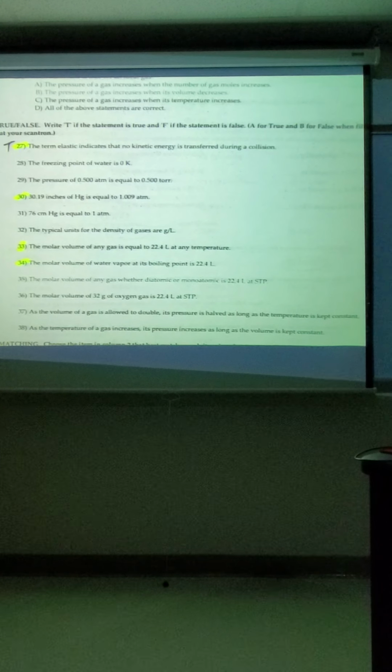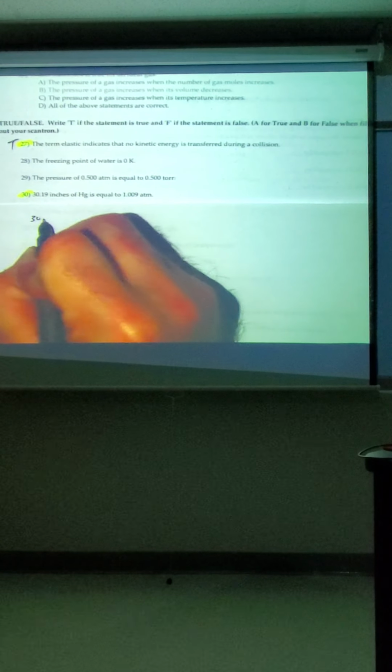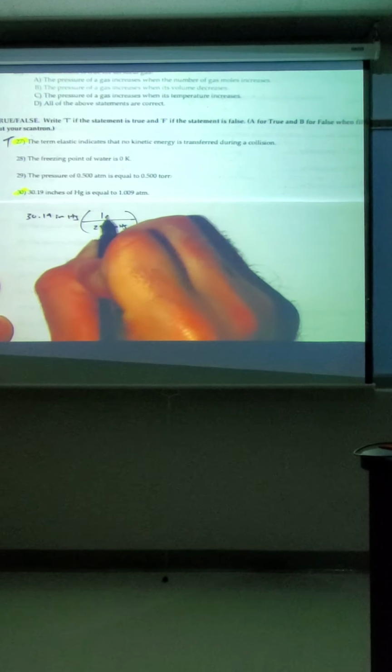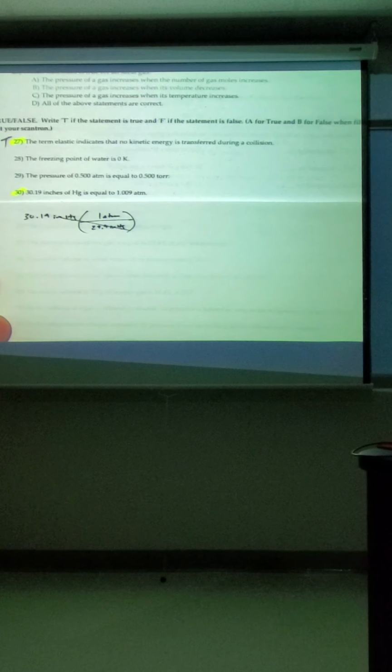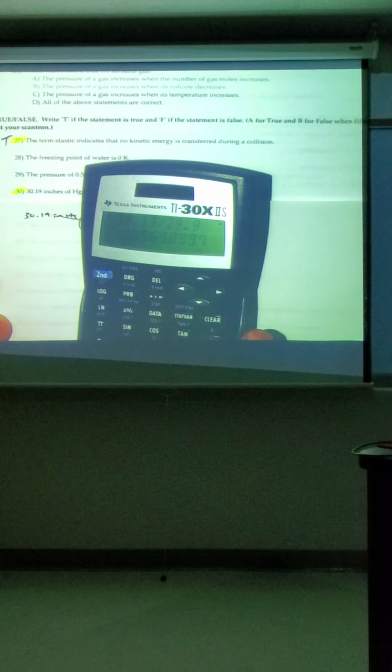Number 30, it says inches of mercury equals to atmospheres. So 30.19 inches of mercury. There's 29.9 inches of mercury per 1 atmosphere. That was the definition at the beginning of this chapter. So when we divide 30.19 by 29.9, we get about 1. So it looks like that's about a perfect match. So true.